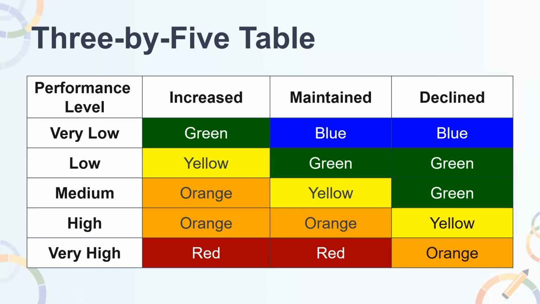To receive an orange performance level, an LEA, school, or student group would need one of the following: a status of medium with a change of increased, a status of high with a change of increased or a change of maintained, or a status of very high with a change of decline. Finally, an LEA, school, or student group would receive a red performance level with a status level of very high and a change level of either increased or maintained.